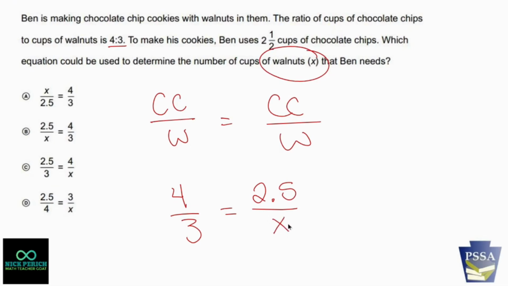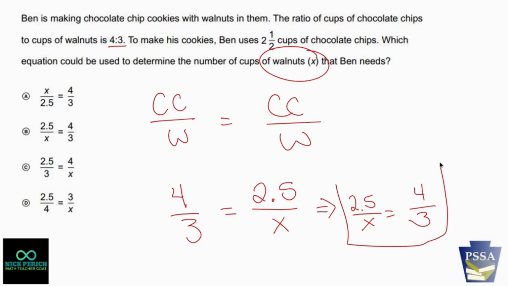So, it looks like the only option that seems to make sense is the flipped version of this, which instead of 4/3 on the left, puts 4/3 on the right, and instead of 2.5 over x on the right, moves it to the left. 2.5 over x equals 4/3 is going to match up with B, baby.